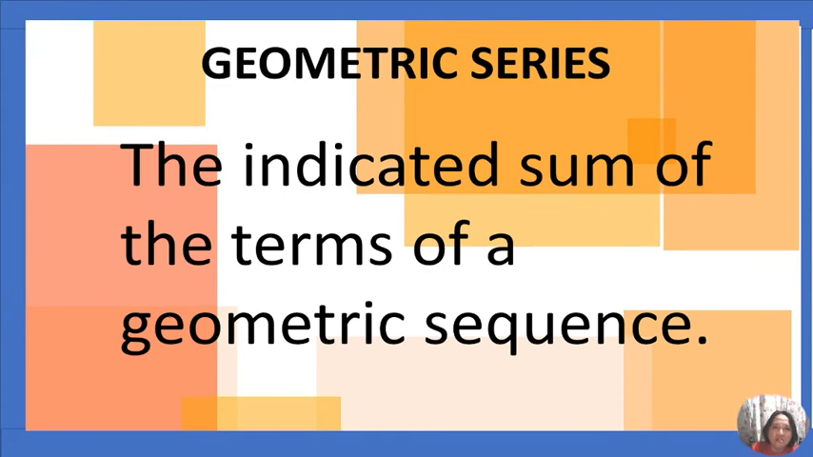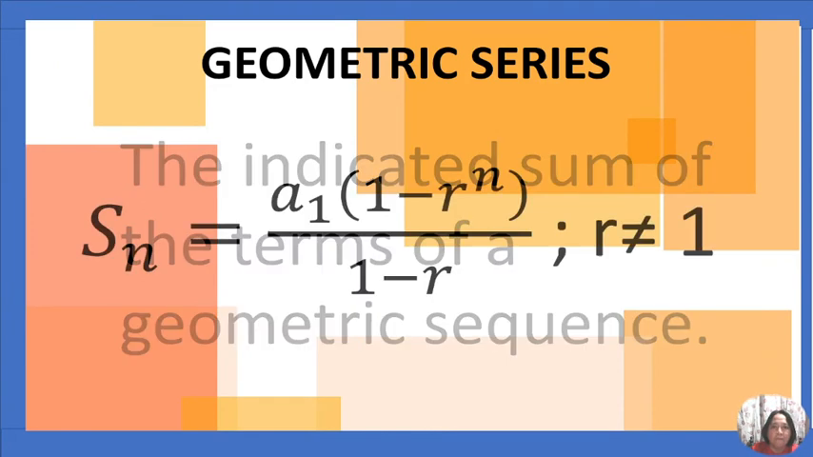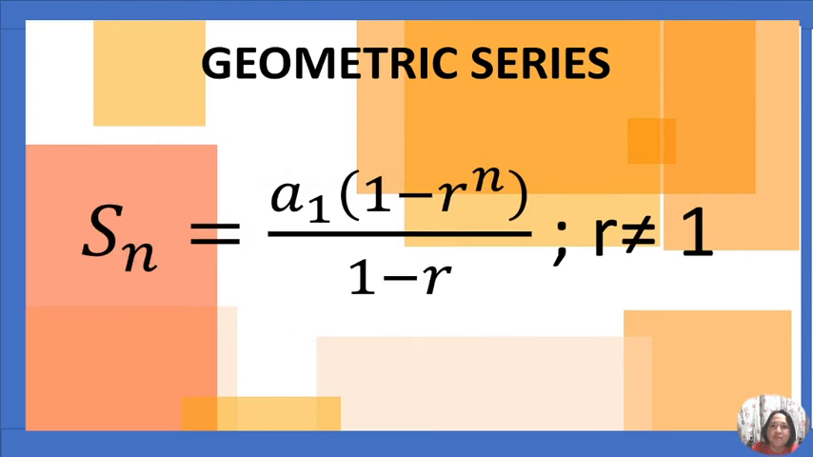Geometric series is the indicated sum of the terms of a geometric sequence. So the formula for geometric series, S sub n equals a sub 1 times 1 minus r raised to n, divided by 1 minus r. Here, the ratio is not equal to 1. So you're going to use this formula if the common ratio is not equal to 1.